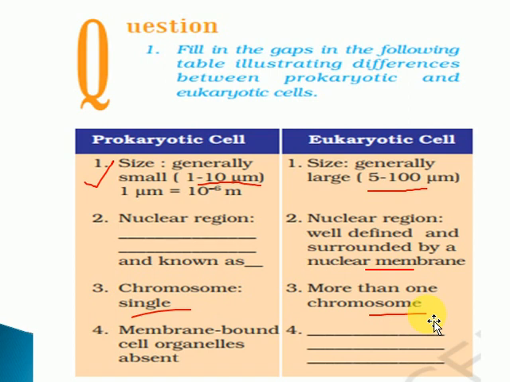For example, in human beings, how many chromosomes are there? In a single cell, 46 chromosomes are there, or we can say 23 pairs of chromosomes are present in a human cell. Membrane-bound cell organelles are absent in prokaryotic cells, but in eukaryotic cells all the cell organelles are there and they have membranes around them.